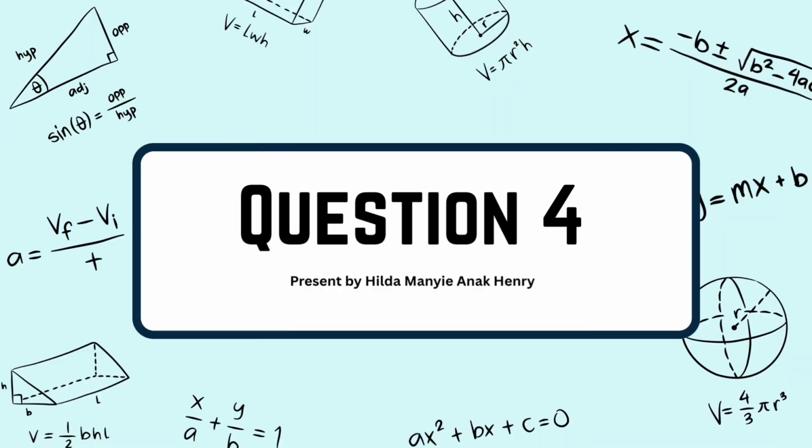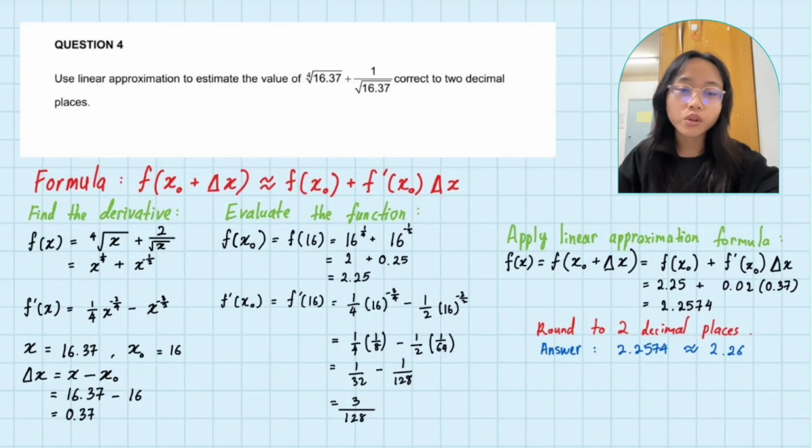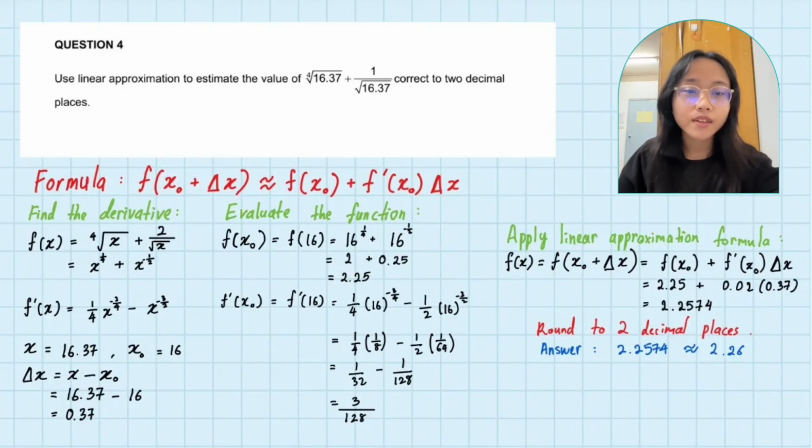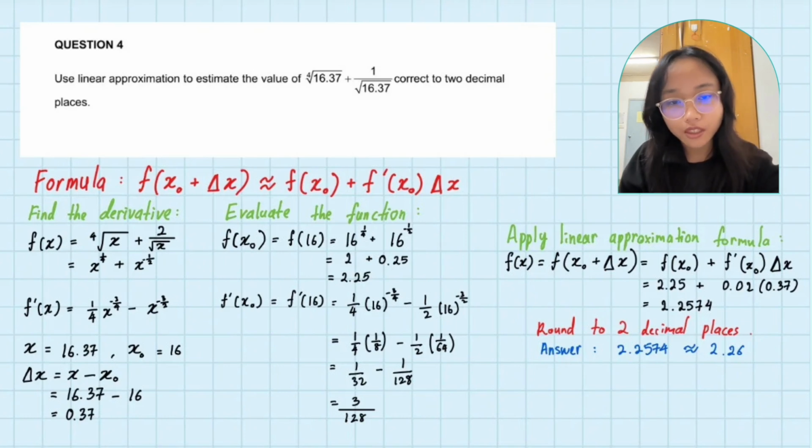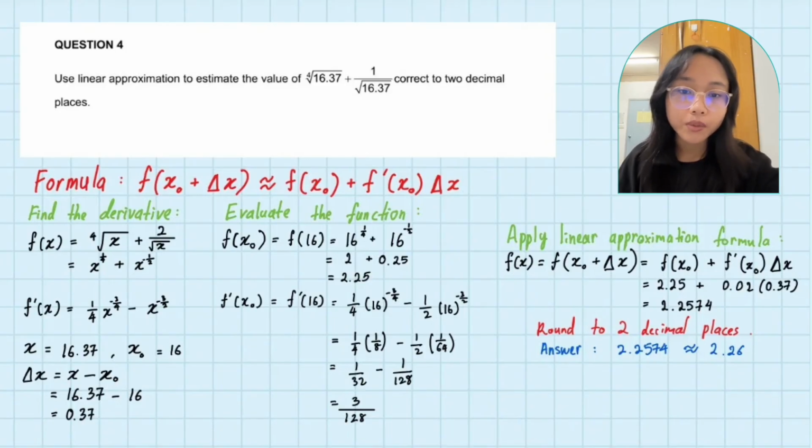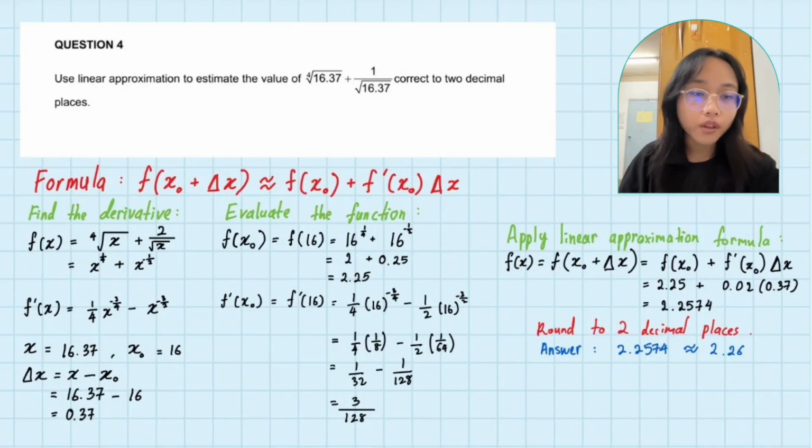Thank you. For question 4, which is linear approximation, here we are using linear approximation to estimate the value of a complicated expression, which is the 4th root of 16.37 plus 1 over the square root of 16.37. We are going to find the derivative, which is f(x) equal to x to the power of 1 over 4 plus x to the power of negative 1 over 2.